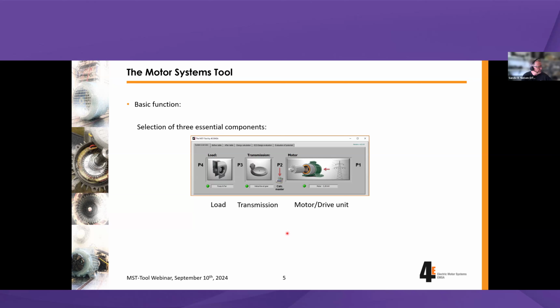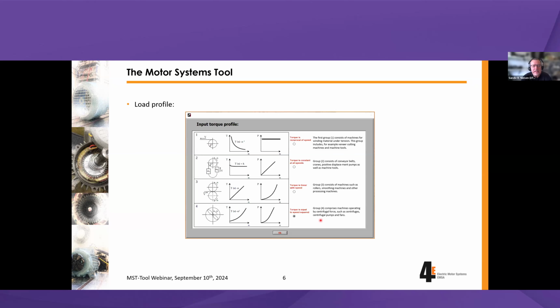When you use the Motor Systems Tool, you basically need to input three basic things. You have to input a load, a transmission, and then a motor/drive unit. If we go to the load profile, you have a possibility of 4 different load profiles, as we all know them: the relationship between speed and torque and power. Normally, the default is squared, such as pumps and fans, but you can select the other ones as well.